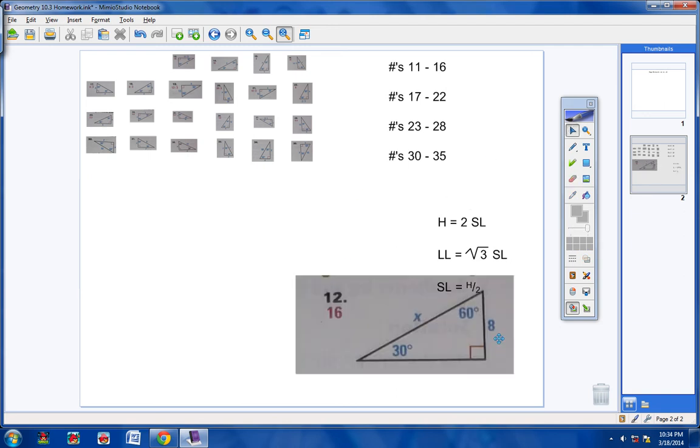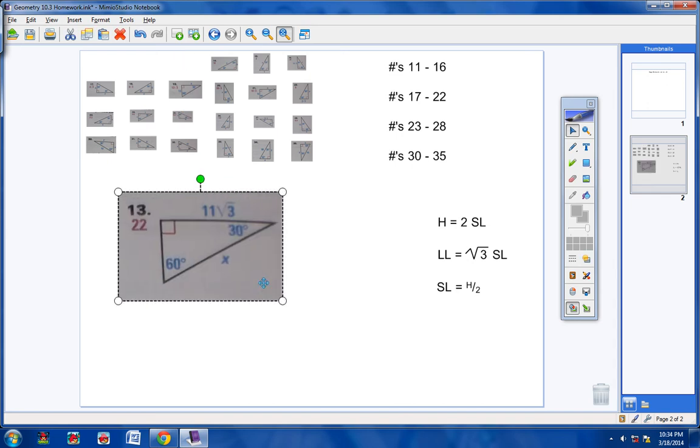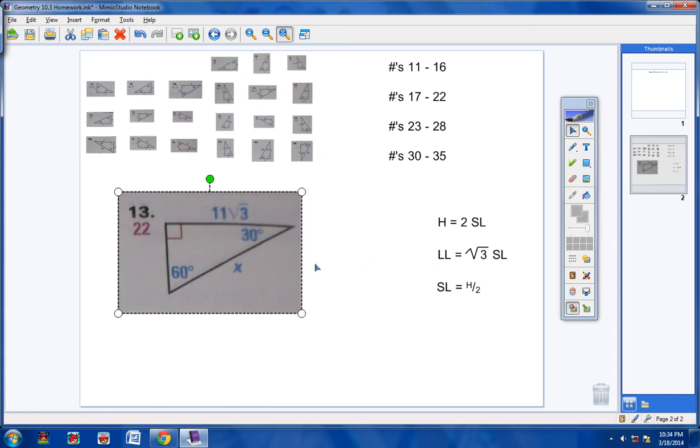All right, let's go ahead and take a look at number 13. Again, on all of these, 11 through 16, we're looking for the hypotenuse. Now this one will be a little tougher, and you'll see why in just a second. Here's the right angle. Go straight across, so this is your hypotenuse. Now go to your bigger angle, 60, go right across, so this is your longer leg. Here's 30, go straight across, this is your shorter leg.